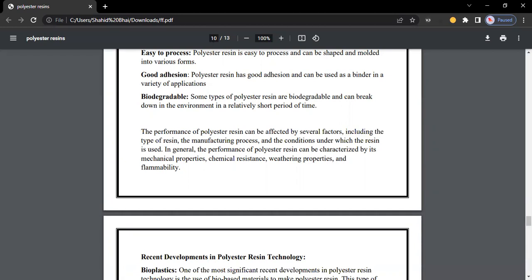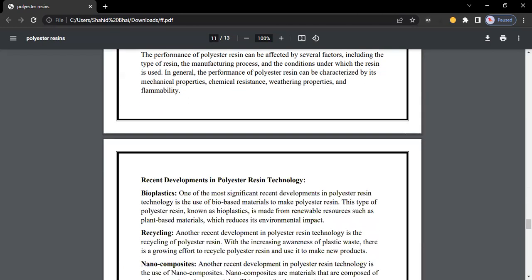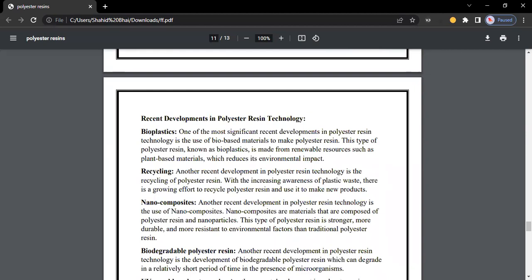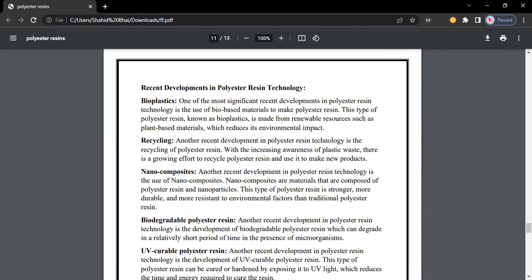The general performance of the polyester resin can be characterized by its mechanical properties, chemical resistance, weathering properties, and flammability. Recent developments in polyester resin technology. First one is the bioplastics. One of the most significant recent developments in polyester technology is the use of bio-based material to make the polyester. This type of polyester, known as bioplastic, is made of renewable sources such as plant-based material, which reduces environmental impact.